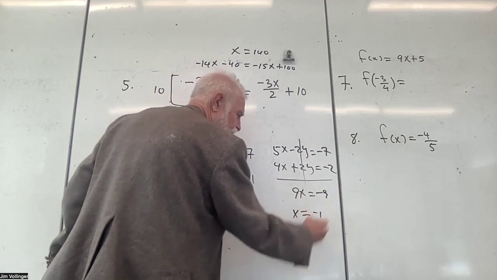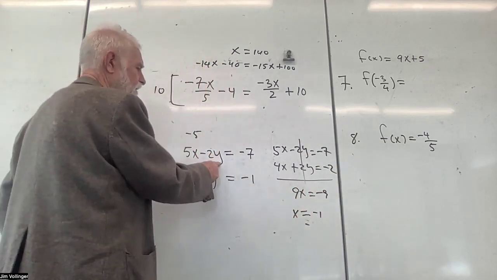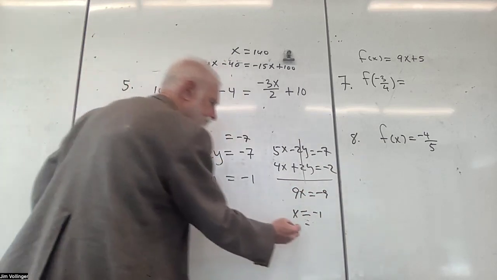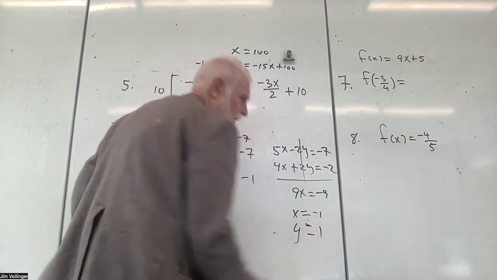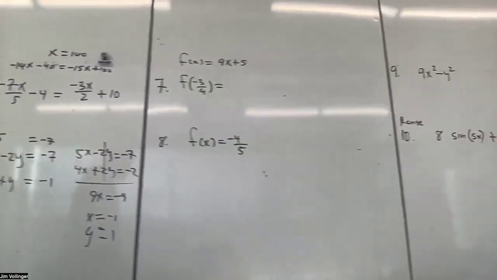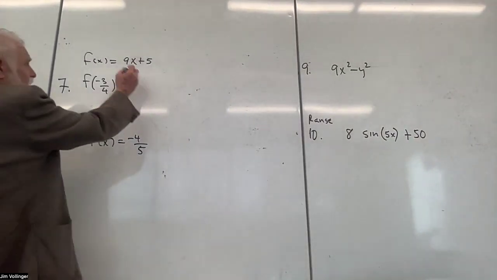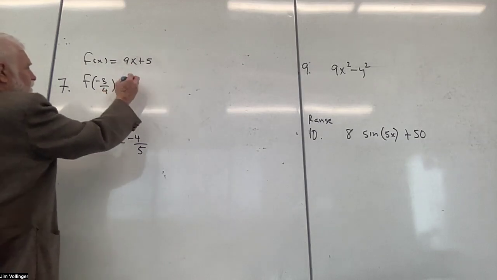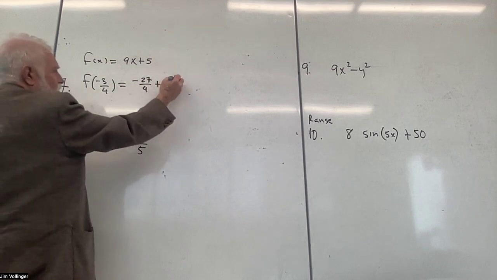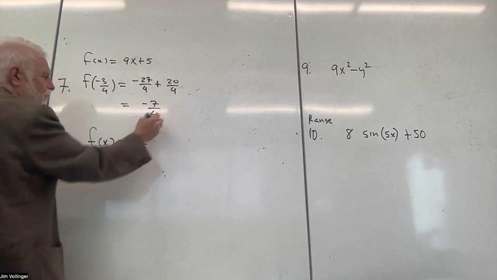So x equals negative 1. We put negative 1 in there and we get minus 5. I need minus 2 to get minus 7. So therefore y equals 1. All right, take more time and solve that if you need to. All right, trying to get much better with our fraction work. I think we are finally there. So 9 times minus 3/4 is minus 27 over 4 plus 20 over 4. And so that is evaluated to be minus 7 over 4.